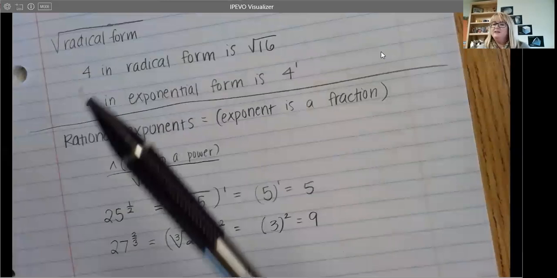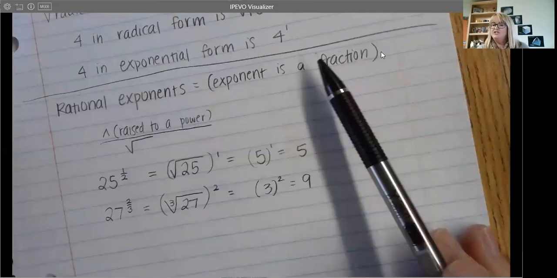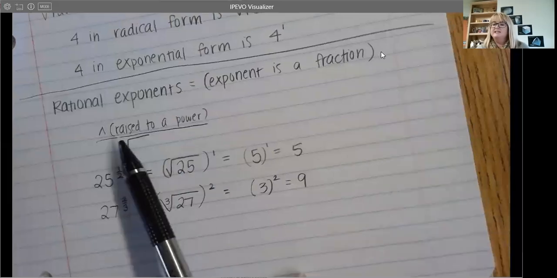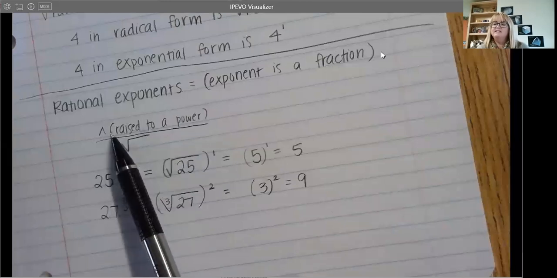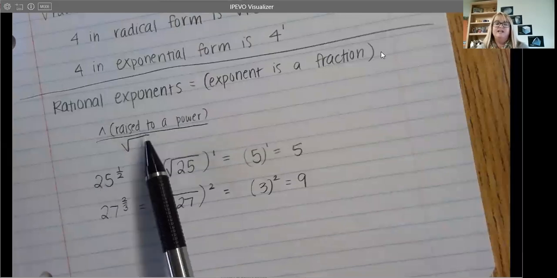Rational exponents. Rational means that the exponent is a fraction. So if you've got an exponent that is a fraction, your numerator is raised to a power. The denominator is the root, okay? So let's look at 2 examples.